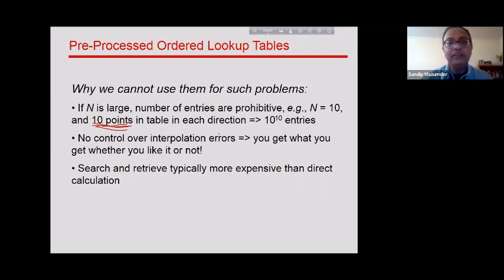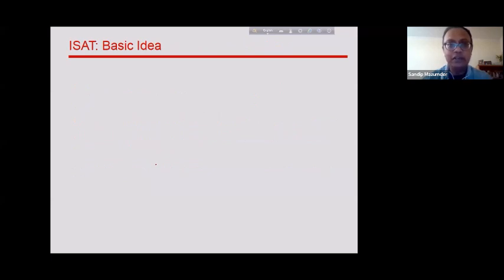And then finally, if you have a multidimensional table, for example a 10-dimensional table with that many entries, just the search and retrieve from that table is probably going to be more expensive than doing the calculation directly. Okay, so this is the reason we cannot use these ordered lookup tables for the kind of applications I'm talking about. So this is where Professor Pope's idea came in: in situ adaptive tabulation.